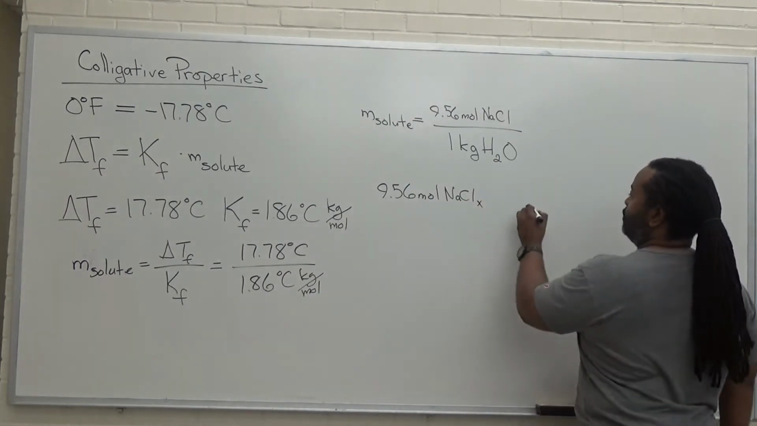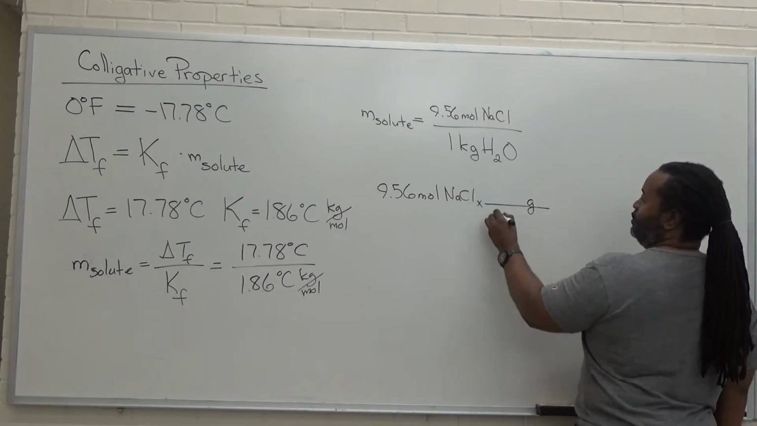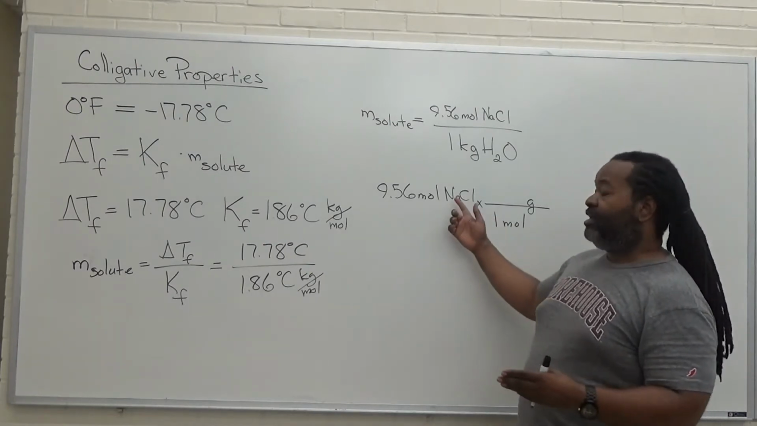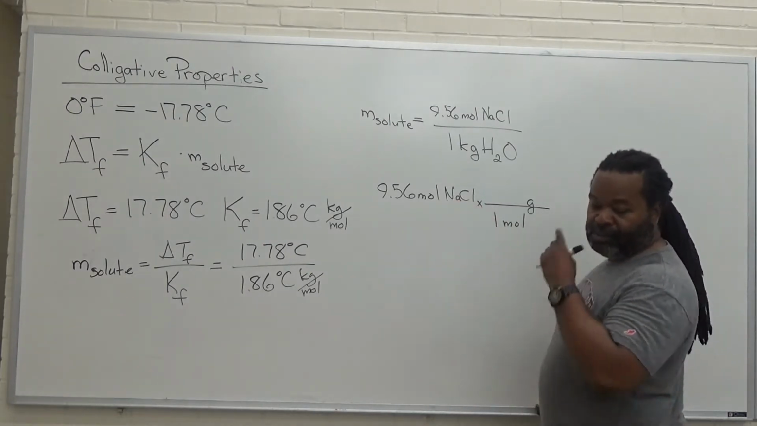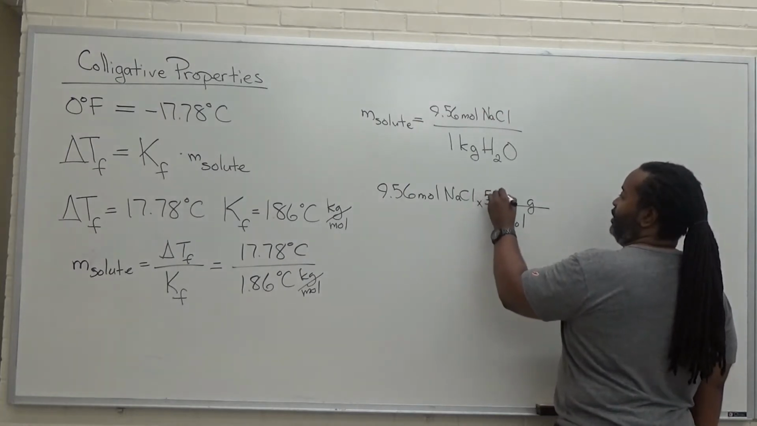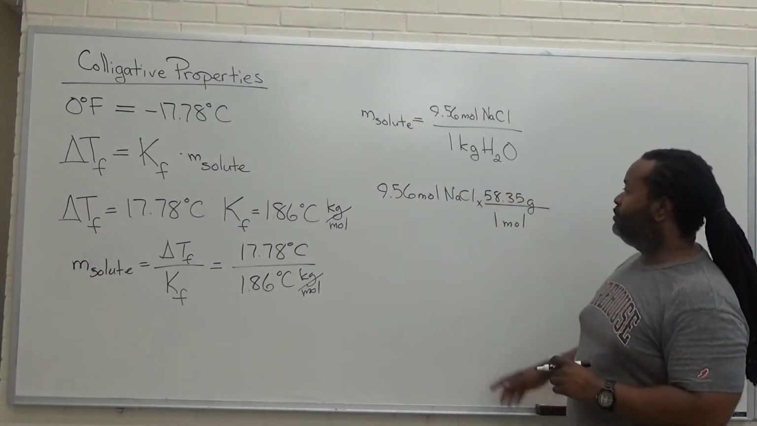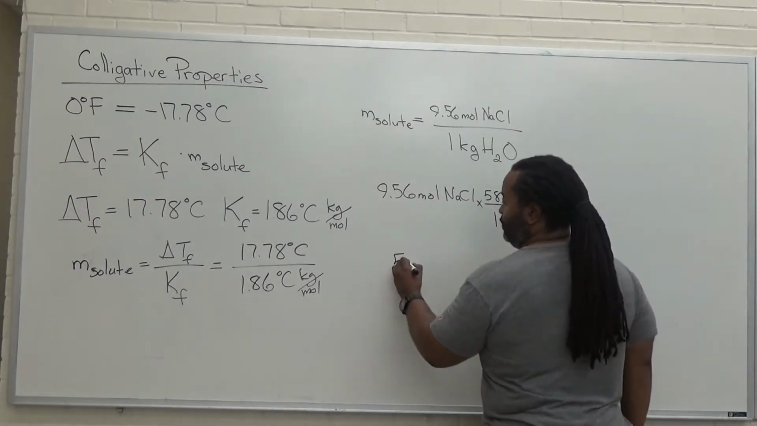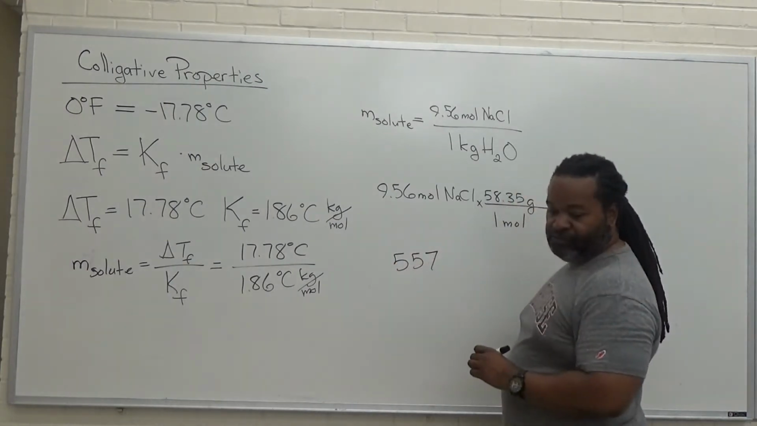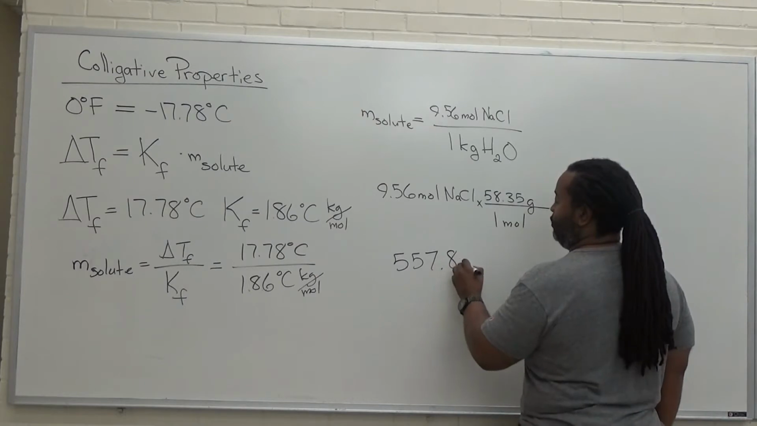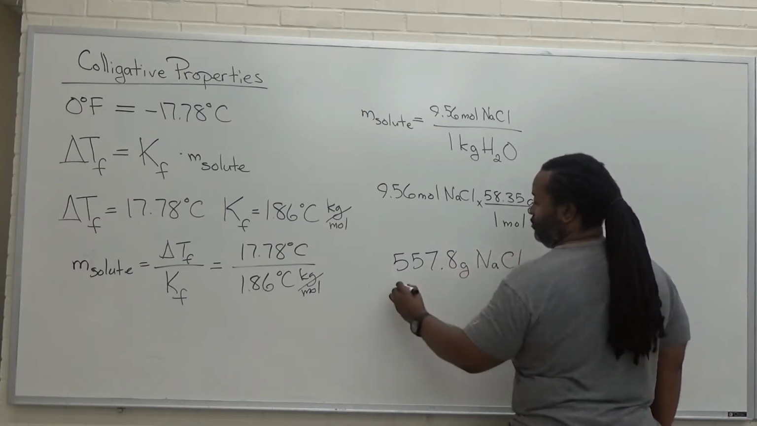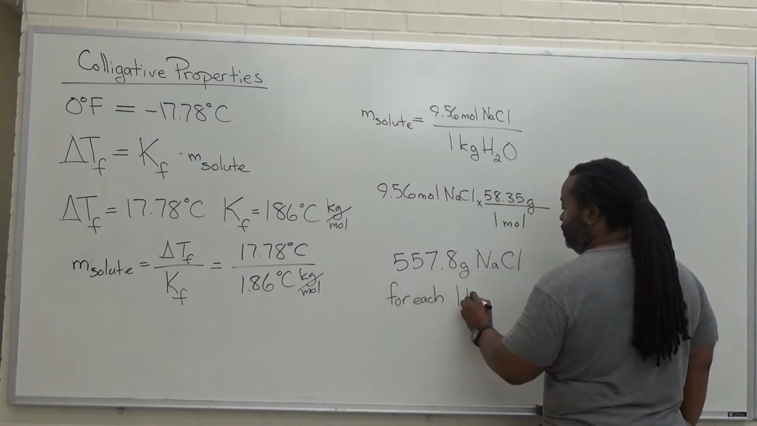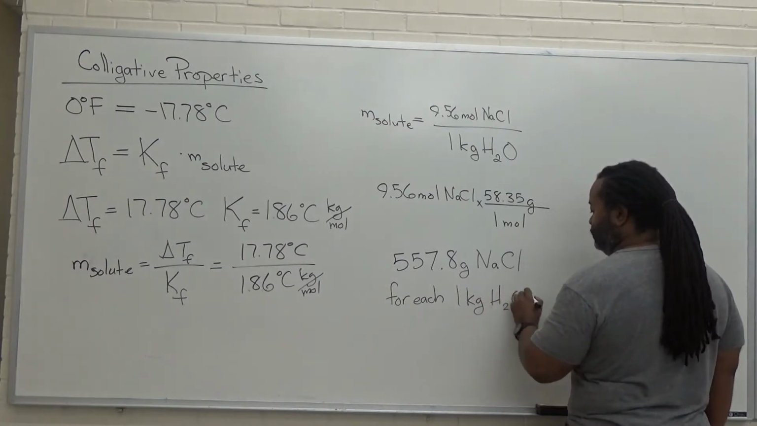So we need to know how many grams are in 1 mole. We would look through a periodic chart, add up the molar mass of sodium and chlorine, and we would get 58.35 grams per 1 mole. So we multiply these two, the moles cancel. What we're left with are grams. That gives us our final result of 557.8 grams of sodium chloride for each 1 kilogram of water.